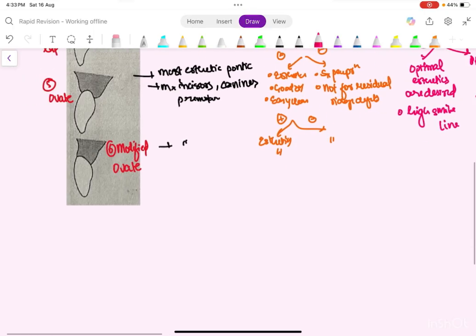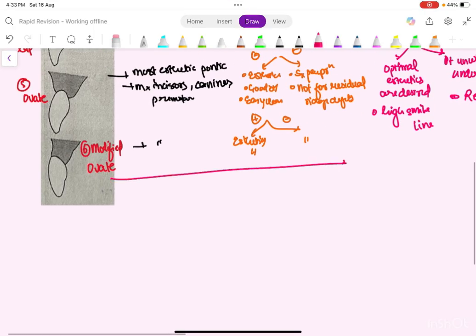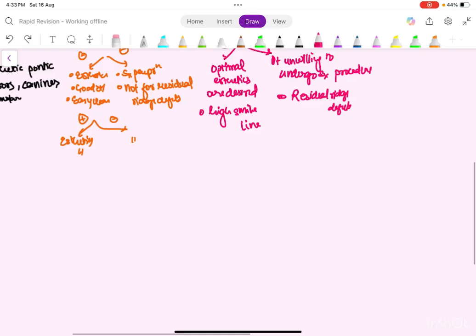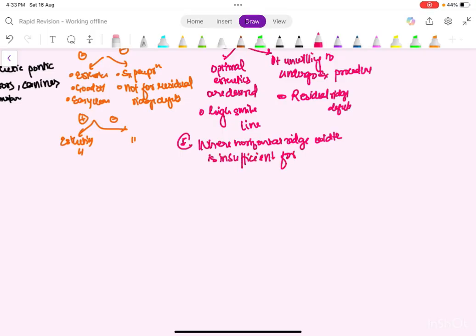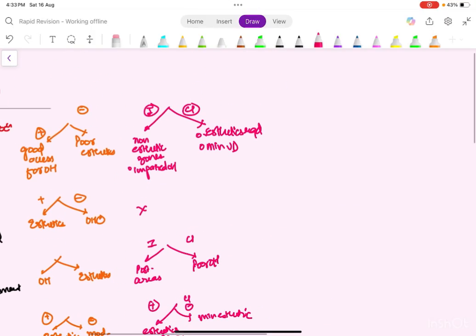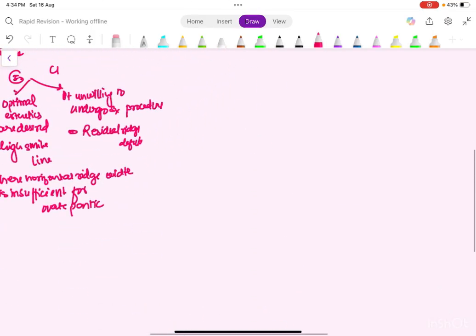Now I'll tell you where this modified ovate is indicated. Now this is important. Modified ovate is indicated where the horizontal ridge width is insufficient for ovate Pontic. There it is given. Okay. Now same in contraindication, same: unwilling to go through surgery.